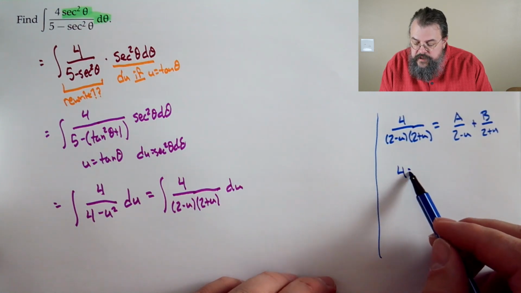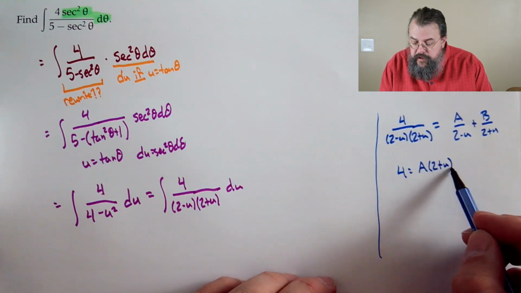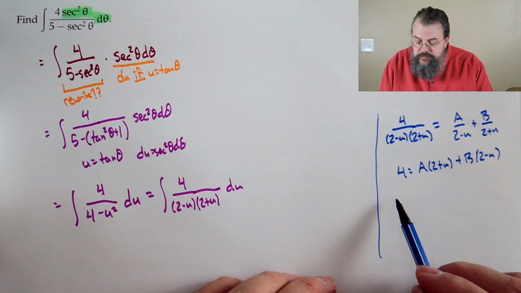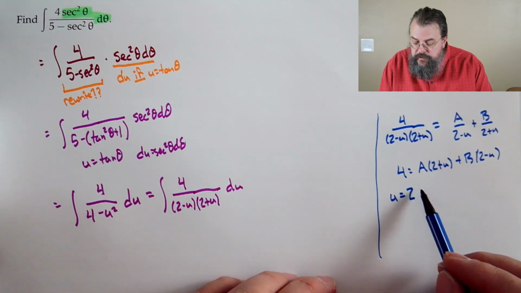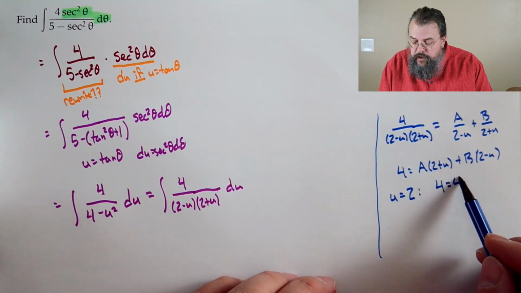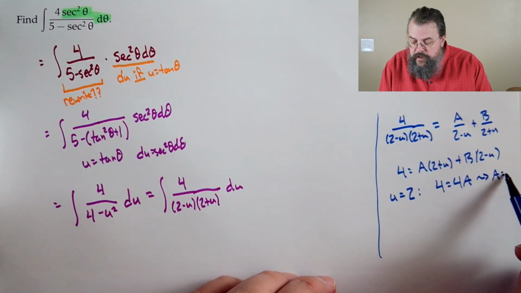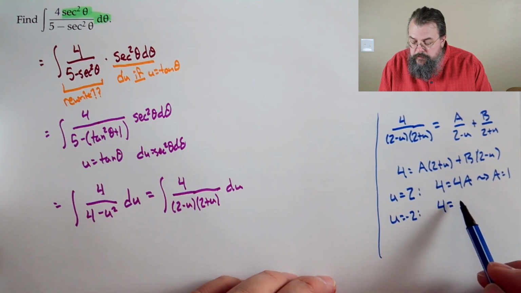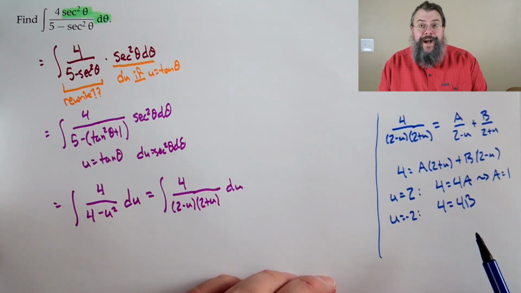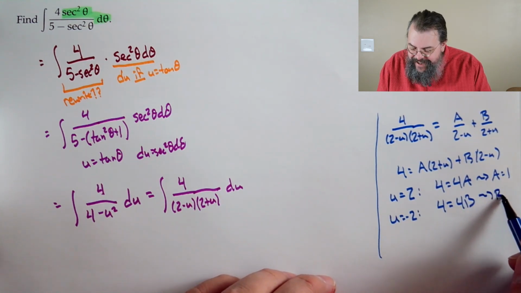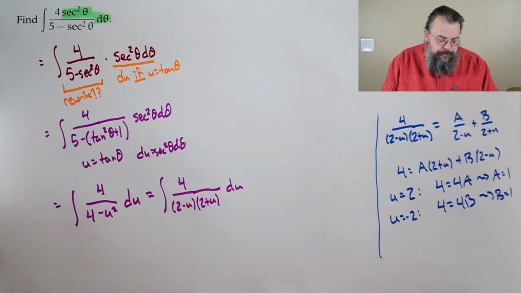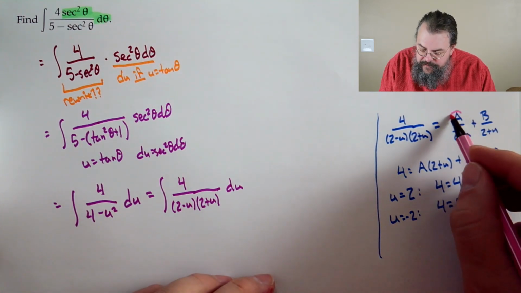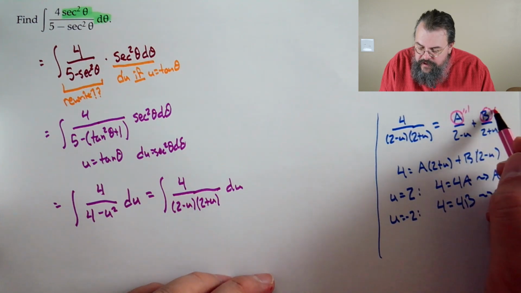Clear off our denominators. 4 is a times 2 plus u plus b times 2 minus u. All right, choose some nice values. We choose u equals 2. 4 is 4a, so a is 1. If we choose u equals minus 2, 4 is 4b. Wow, they love us. Whoever picked these numbers, they were like, hey, let's care about people. Let's let them have fun. So these are both 1s.